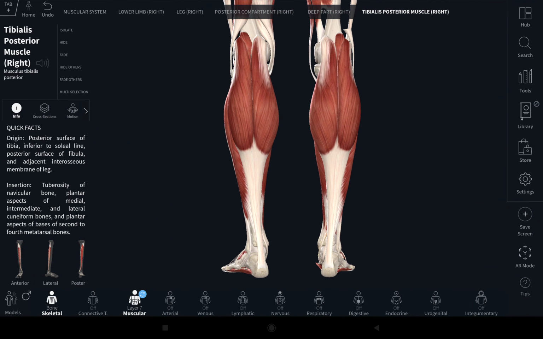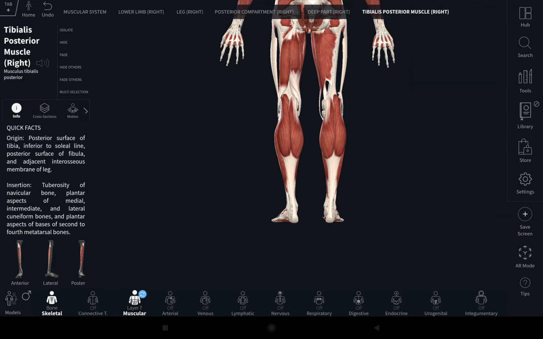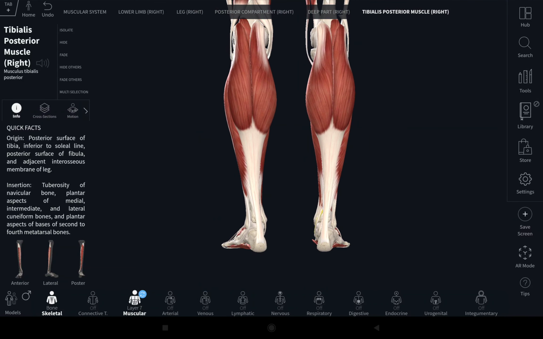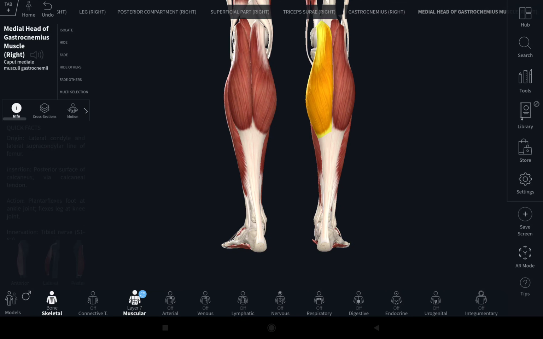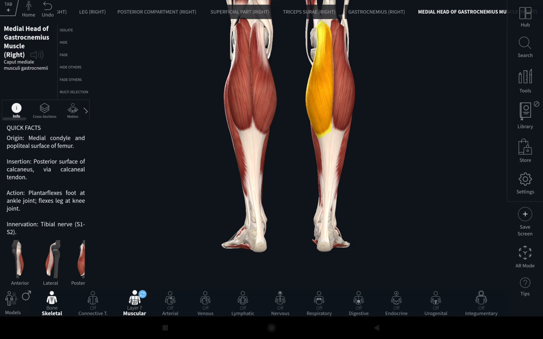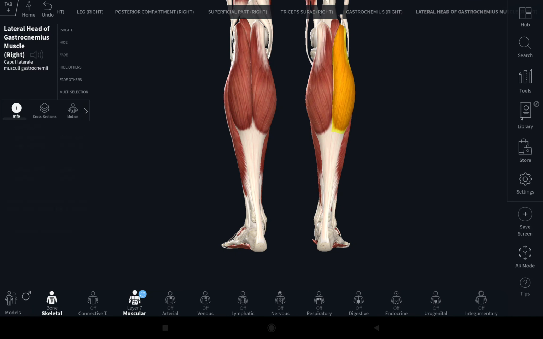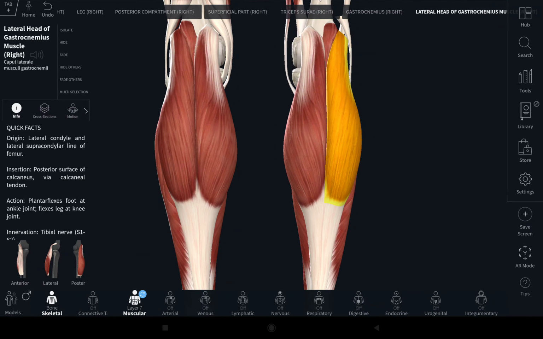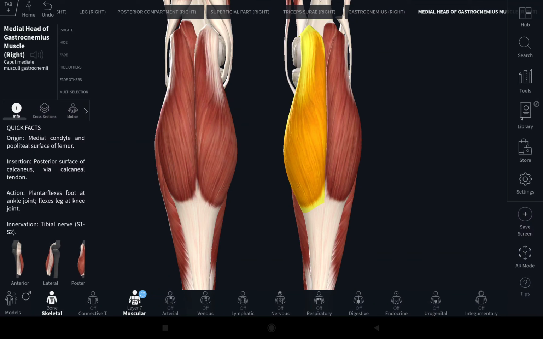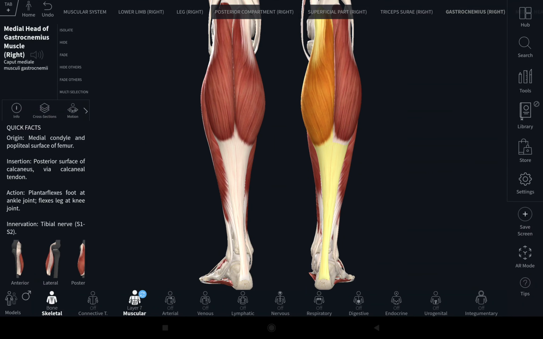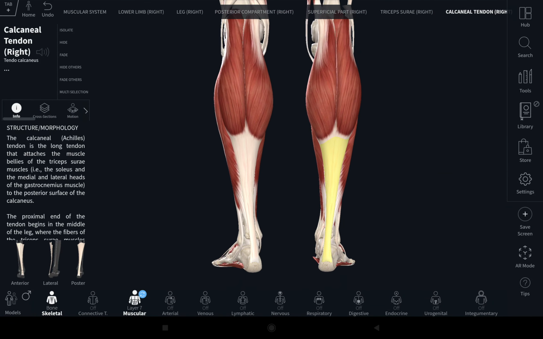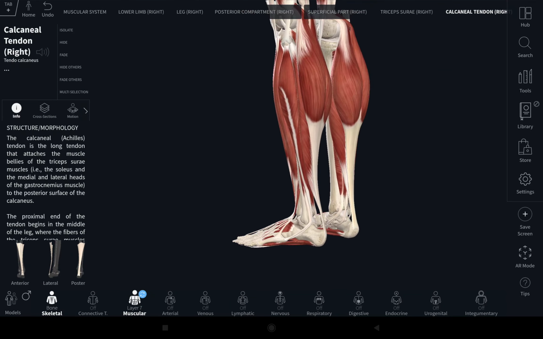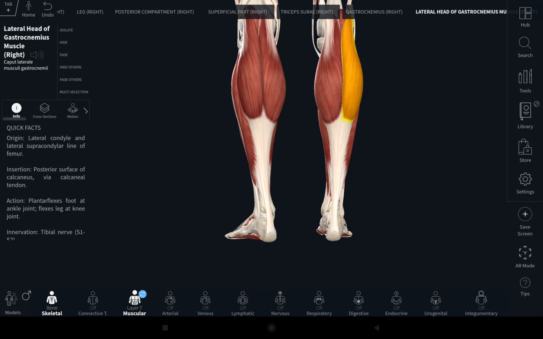Now, from the posterior aspect of your leg, there is a big muscle called the gastrocnemius muscle. This is the medial head of gastrocnemius, and this is the lateral head. And this is the calcaneal tendon or Achilles tendon.